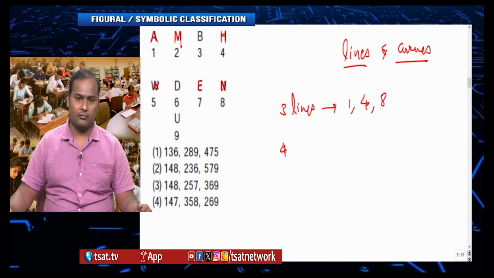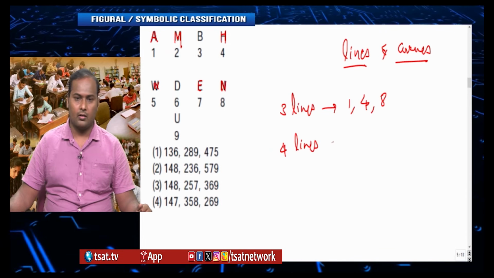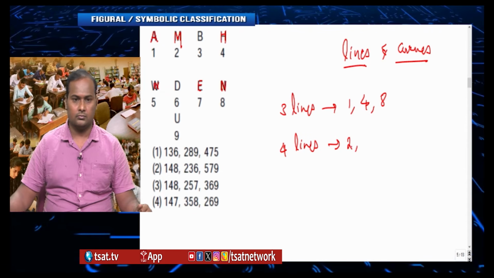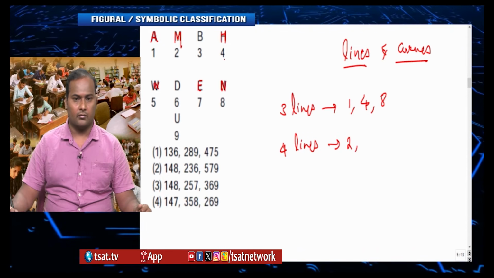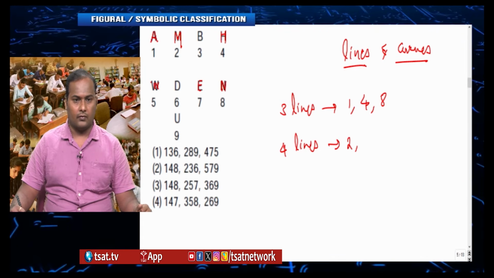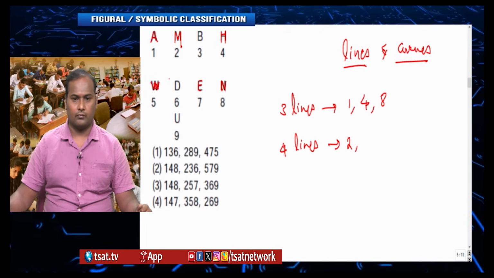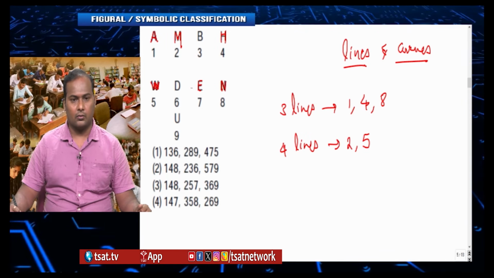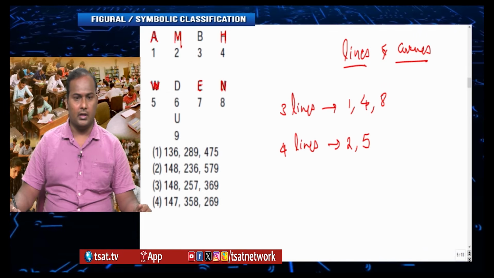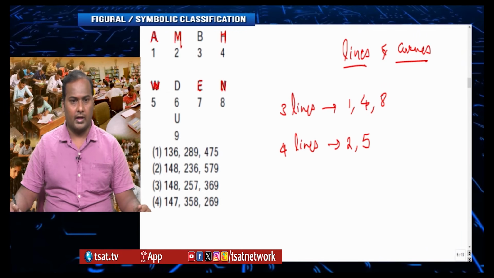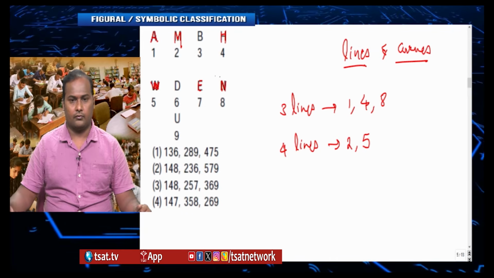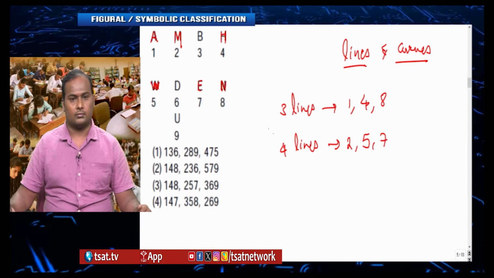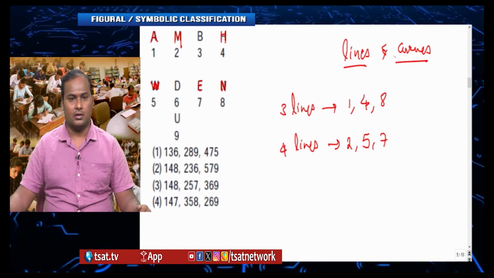So what is the next one? 4 lines. We already know 4 lines is seen in M. So second figure. B, curves. Again 5: 1, 2, 3, 4. So that is W, 5. Next one is D, again a curve. E, in E also we are having 4 lines, 1, 2, 3, 4. So 7. Then the next one that we left with is based on curves.